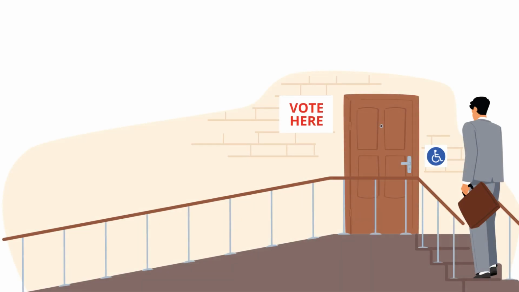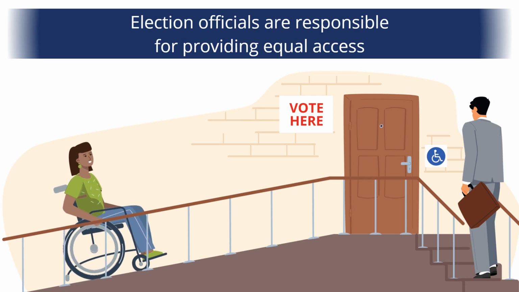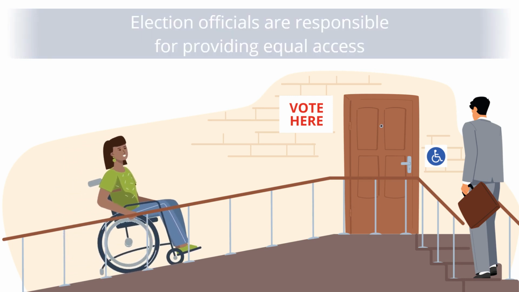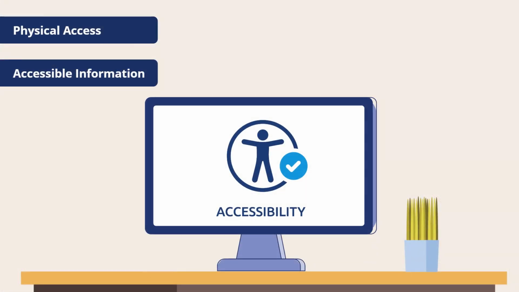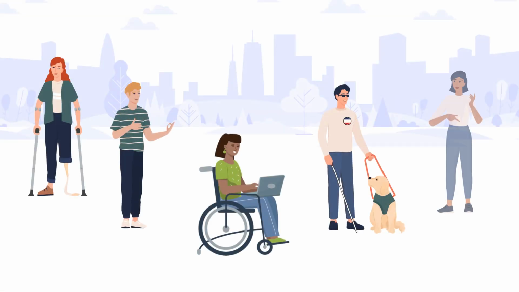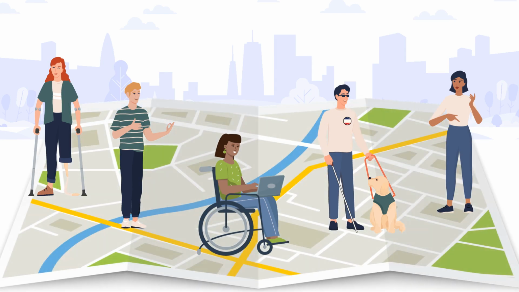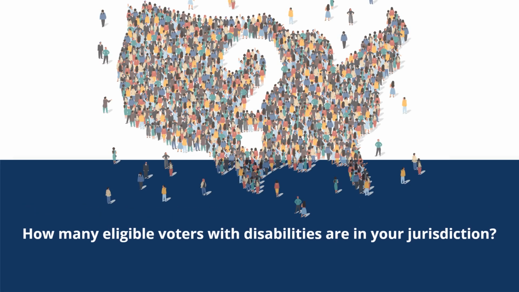This means election officials are responsible for providing equal access throughout the election process through things like creating physically accessible polling places and communicating voting information in an accessible way. To serve disabled voters well, election officials first need to understand how disability impacts their community. This starts with one basic question: how many eligible voters with disabilities live in your jurisdiction? This video will show you how to use census data to find the answer.